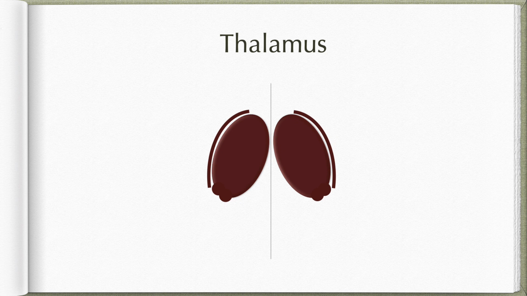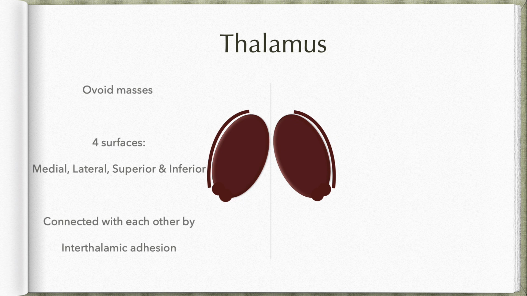Thalamus is by and large the largest part of the diencephalon. Each thalamus is an ovoid mass having four surfaces: a medial surface, a lateral surface, a superior surface, and an inferior surface. The two thalami are connected with each other through interthalamic adhesion.